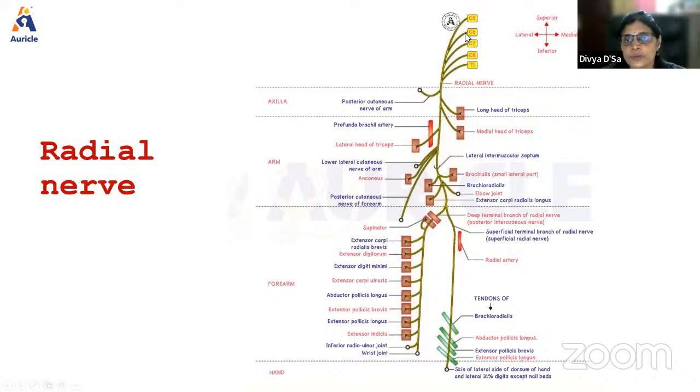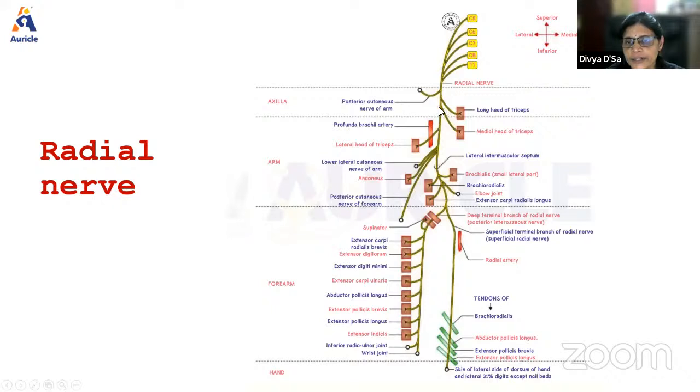Here the root value is all of C5, C6, C7, C8 and T1. All of them join to form the radial nerve. In the axilla, it gives the posterior cutaneous nerve of the arm. The radial nerve is given off in the anterior part of the axilla, and from there it enters the posterior part of the arm, where it gives the posterior cutaneous nerve of the arm and supplies the long head of triceps.